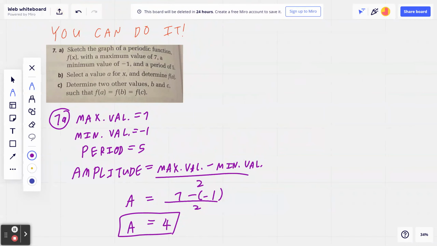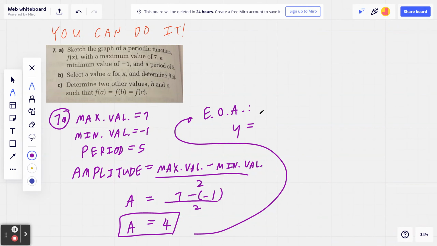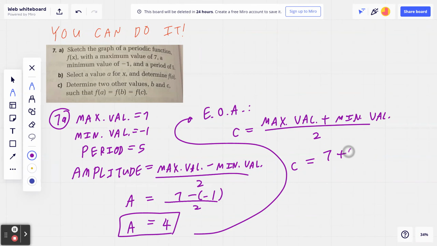Now, the next step is to find the equation of axis. And again, this could be y equal to, this could be c equal to, depending on the notation, but you take the maximum value plus the minimum value divided by 2. So again, in this example, we're looking at 7 plus -1 divided by 2. 7 minus 1 is going to be 6. 6 divided by 2 is going to be 3. So now we're ready to sketch one possible graph.